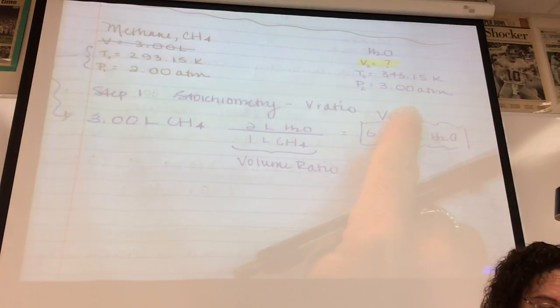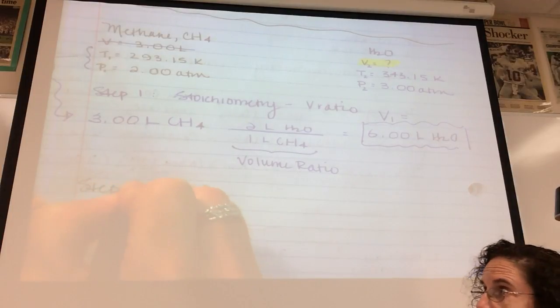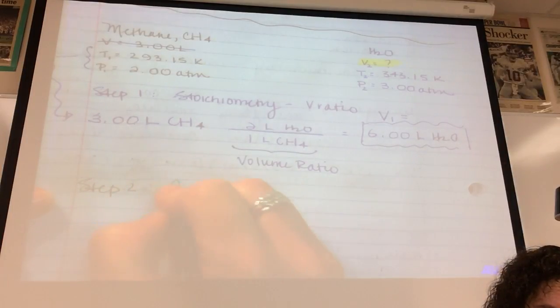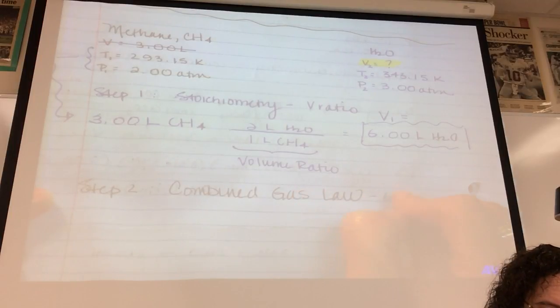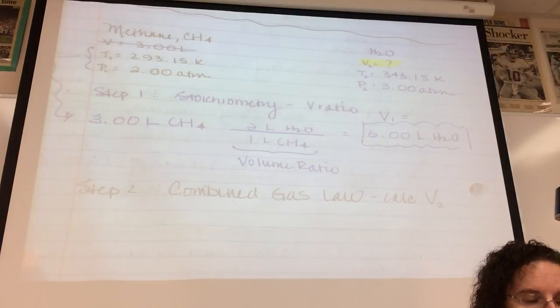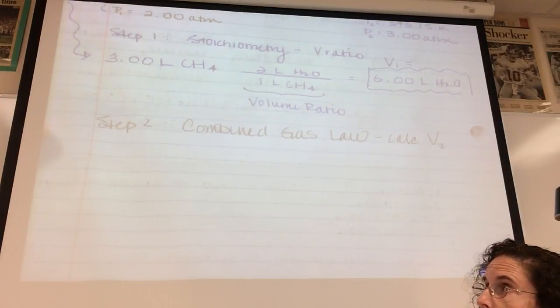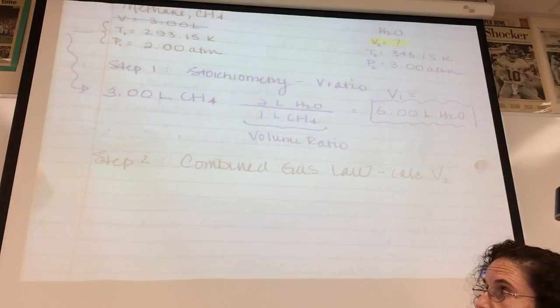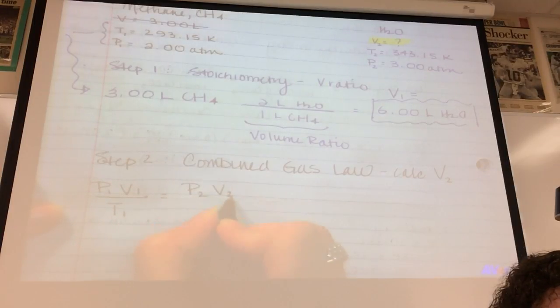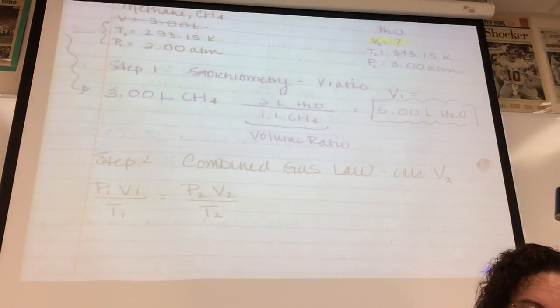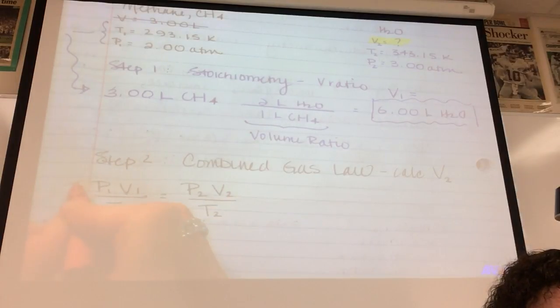Now I do, and so in step 2, what I can do is use the combined gas law, and I'm going to calculate V2, because now I have everything for water. So here I've got P1 V1 over T1 is equal to P2 V2 over T2. And now I want to solve for V2. So T2 is going there and P2 is going here.